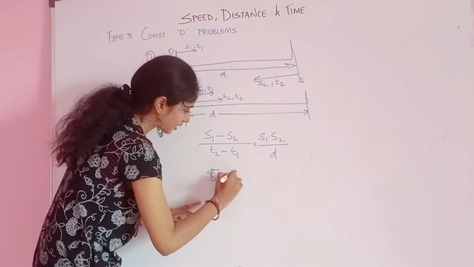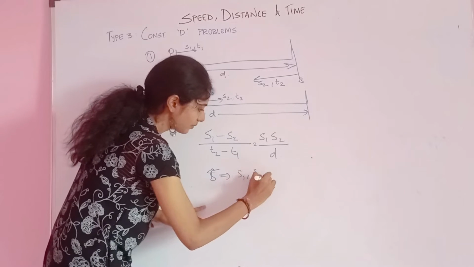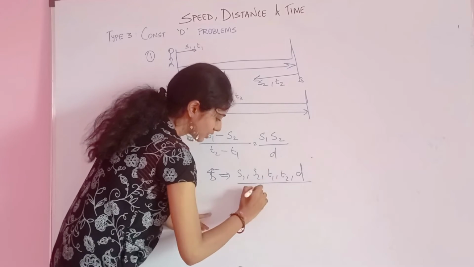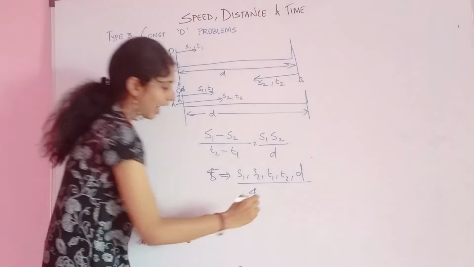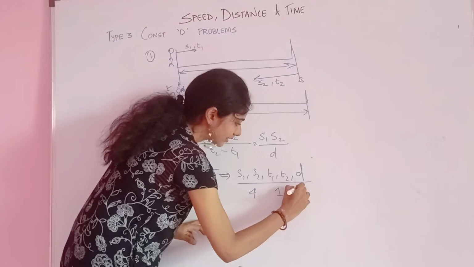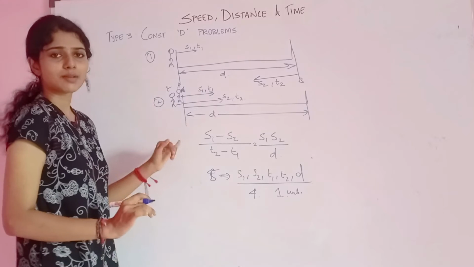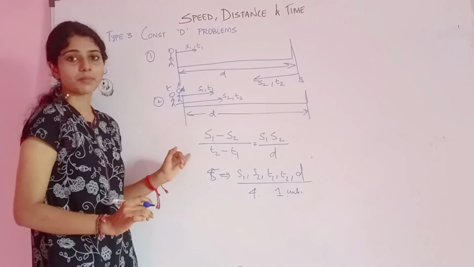So what are the 5 variables actually present here? It's S1, S2, T1, T2 and T. So out of these 5 variables, if 4 variables are known and only 1 is unknown, then you can use this formula. Else never use this formula. So let's look at some examples so that you can understand it in a better manner.